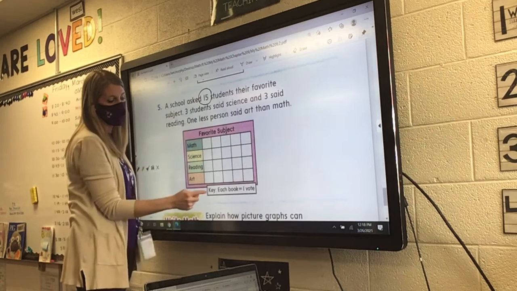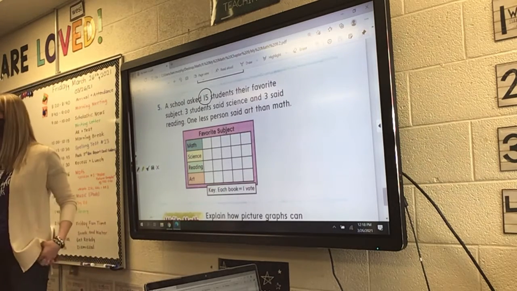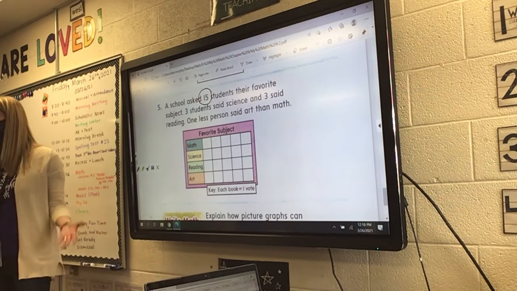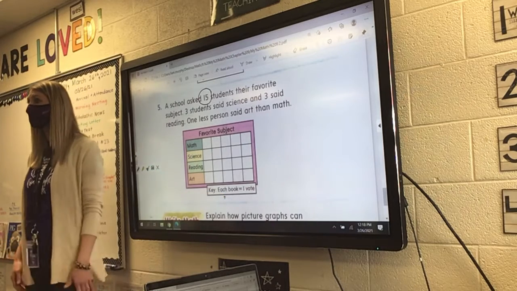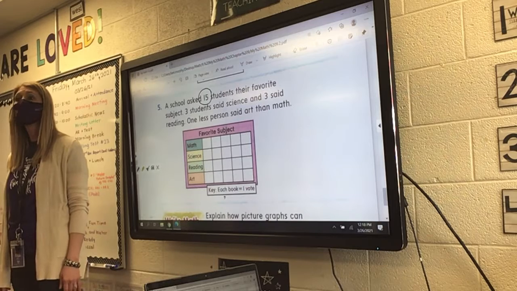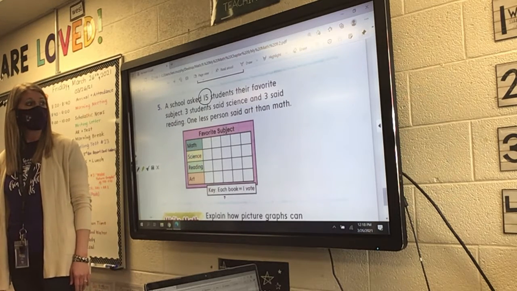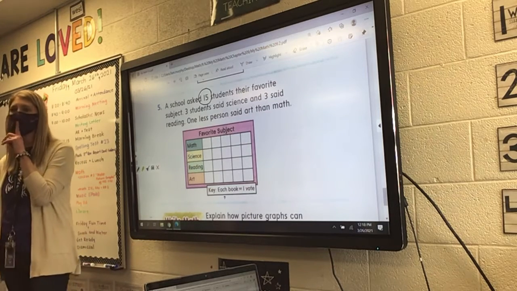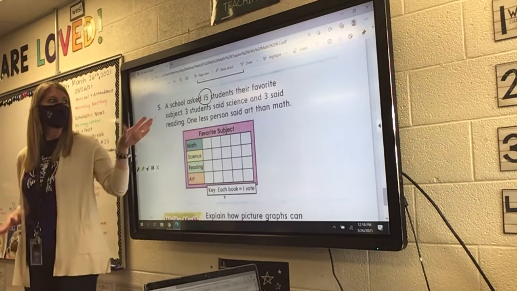I'm going to look at my key. Each book equals 1 vote. So are we going to draw people? No, we're going to draw a book. So the key is telling us what to draw. Each book equals 1 vote. For the science, you could draw like a little bottle. Okay. But we're not going to be too picky. We're just going to draw it nice and simple.